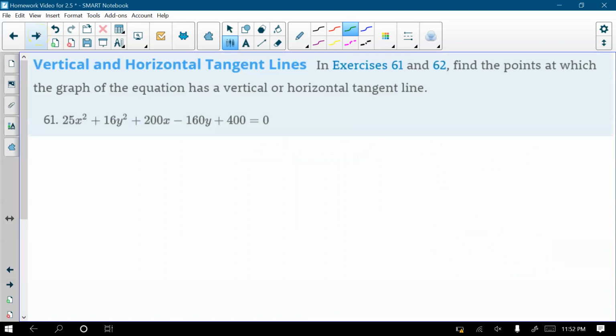Okay, let's go to 61. Find the points at which the graph of the equation has a vertical or horizontal tangent.